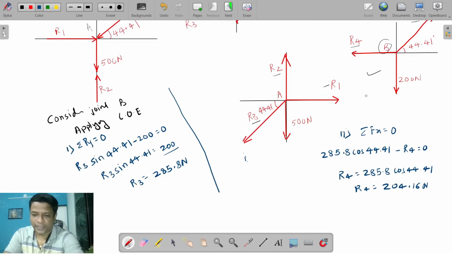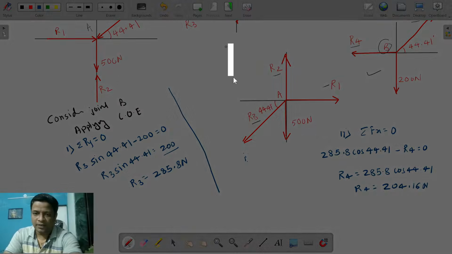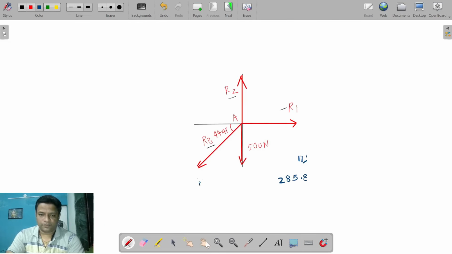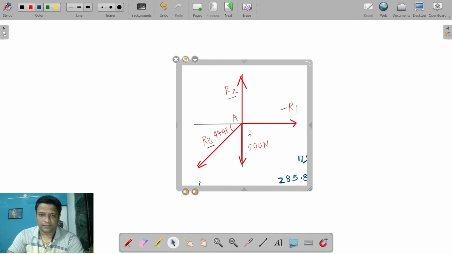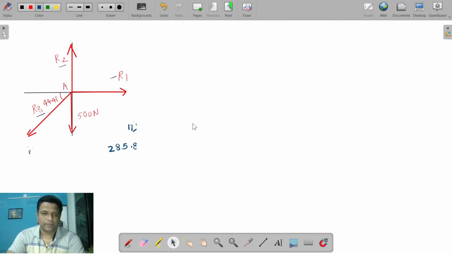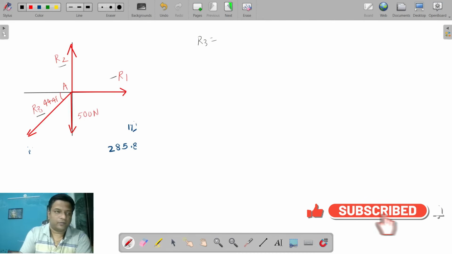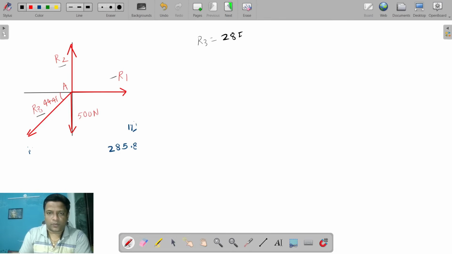Now we'll focus on joint A. So we'll use the screenshot of this joint and paste it here. Just rearrange it. Okay. Now we have the value of R3 already calculated. R3 is equal to 285.8. So we can utilize this value because the R3 value is also required here. It is the same. So we can use this value and we will find out.